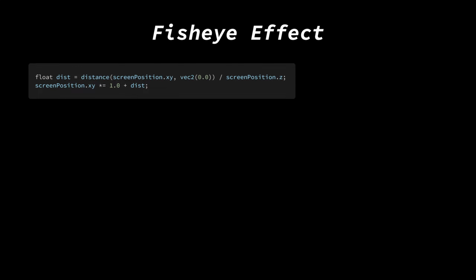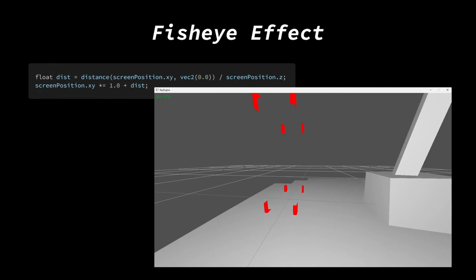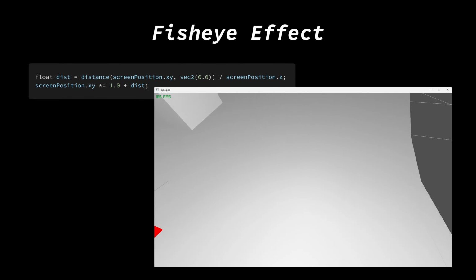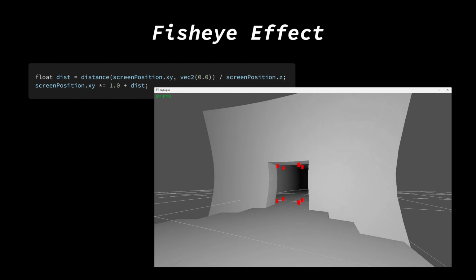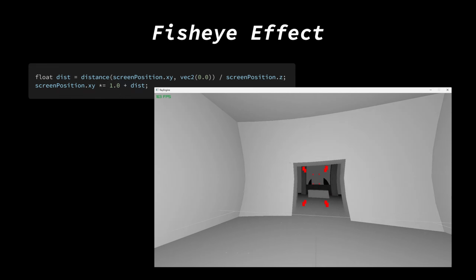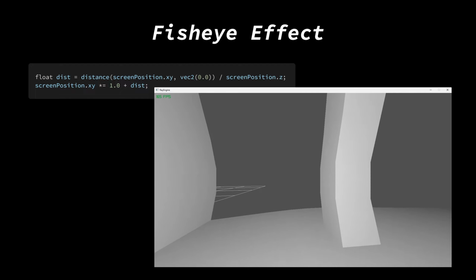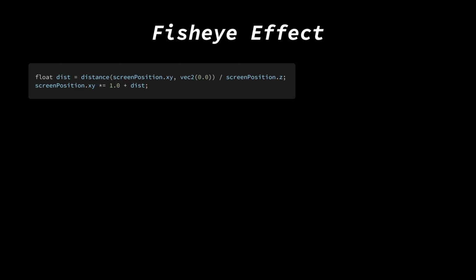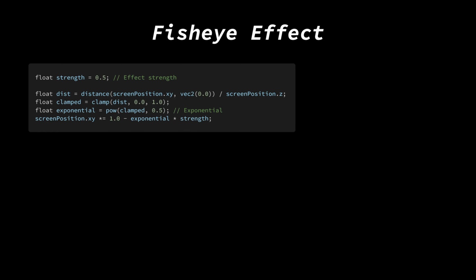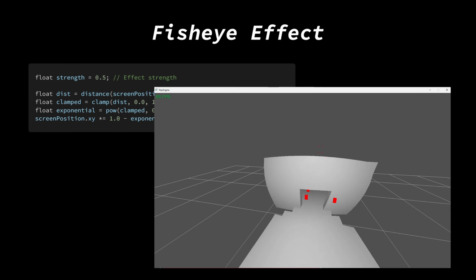Let's see. This doesn't feel far off, but it's kind of the opposite of what I expected. These pillars, for example, should be bending the opposite ways. Let's flip the plus to a minus and clamp the distance, and then make the distance exponential instead of linear.